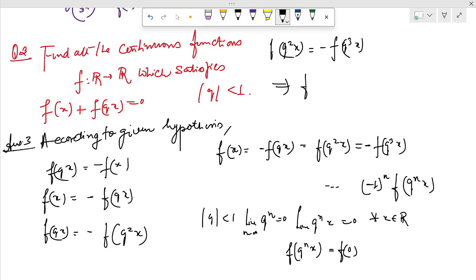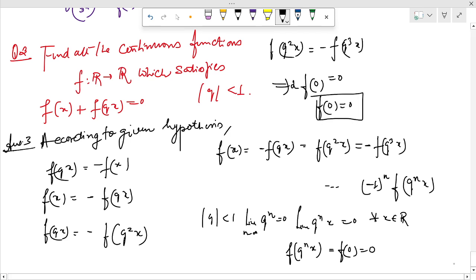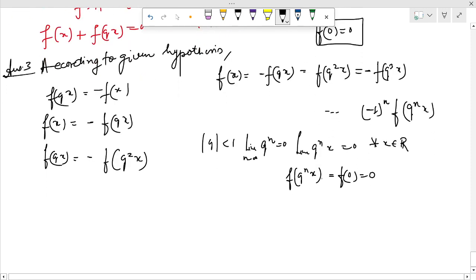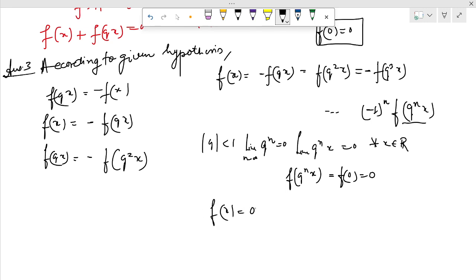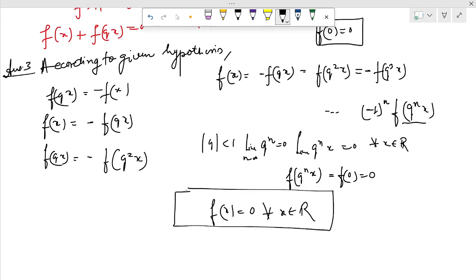And we know that f of 0 is simply 0, because if you replace x by 0, this will be 2 times f of 0 equal to 0. It implies f of 0 is simply equal to 0. Since f of 0 equals 0, it implies f of q raised to power n x is equal to f of 0, which is 0, and it implies that f of x is equal to 0 for all x belongs to R. So for this functional equation also, f of x being identically 0 is the only function which satisfies the given hypothesis.